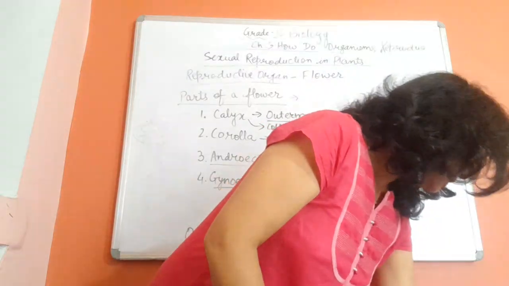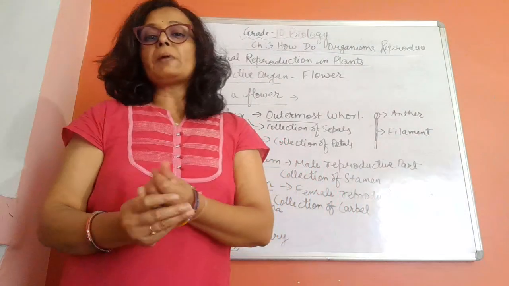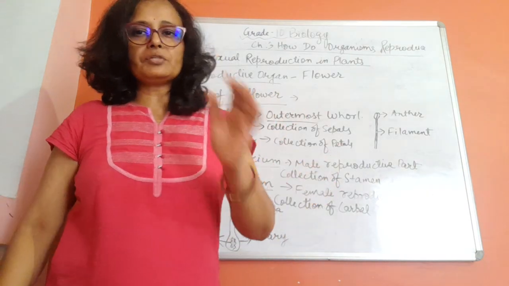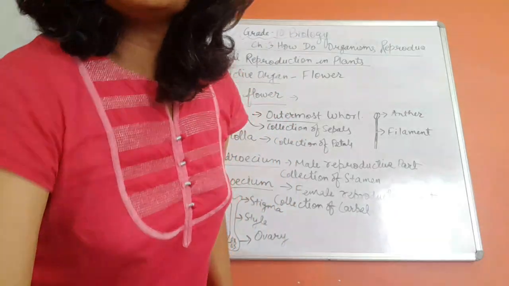Now the next is, what is the importance of all these parts? All these parts are important for pollination, and after pollination, reproduction. So first of all, what is pollination?